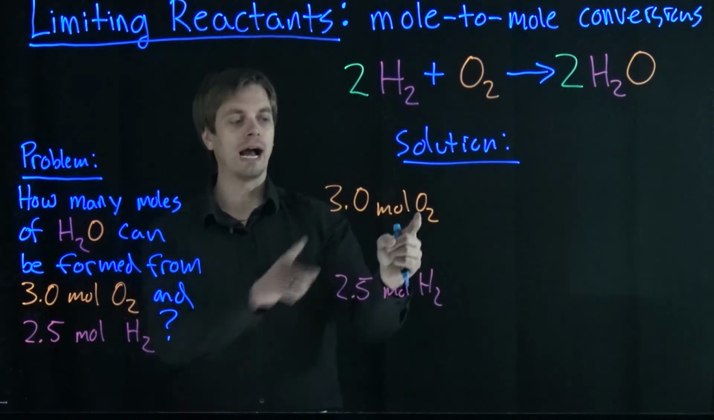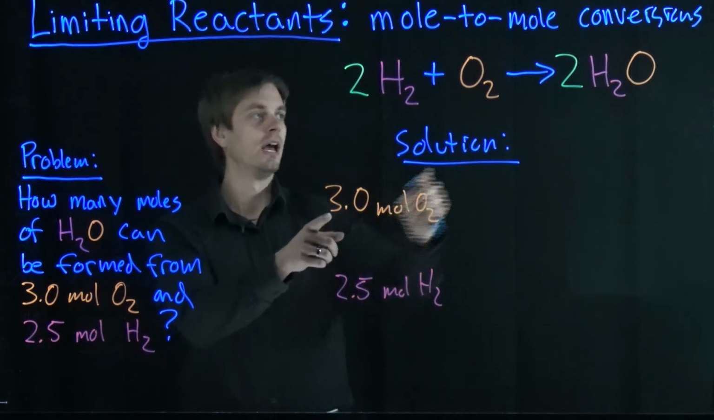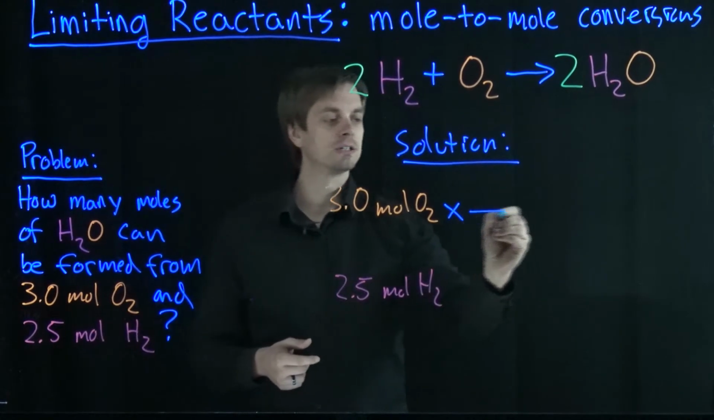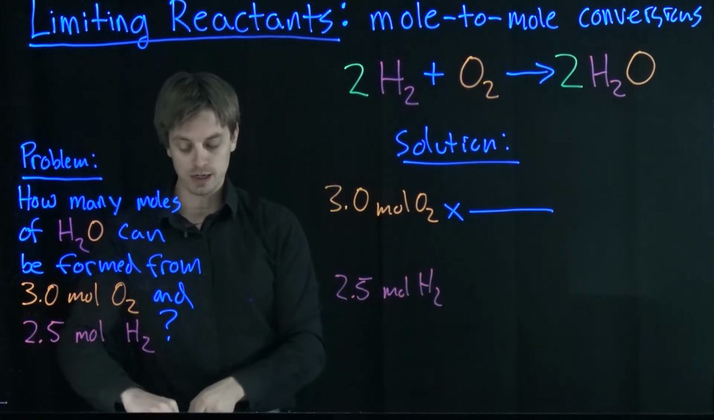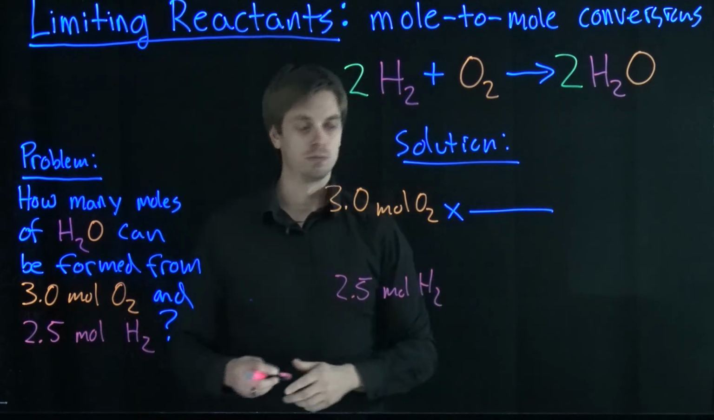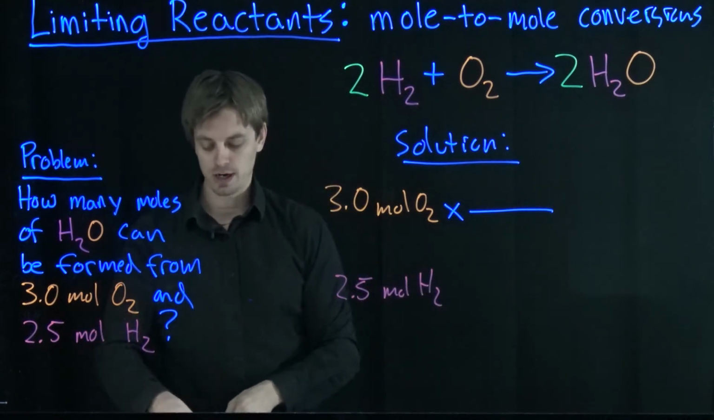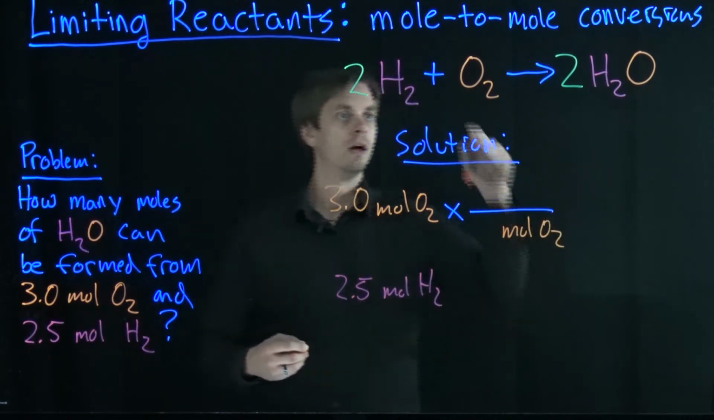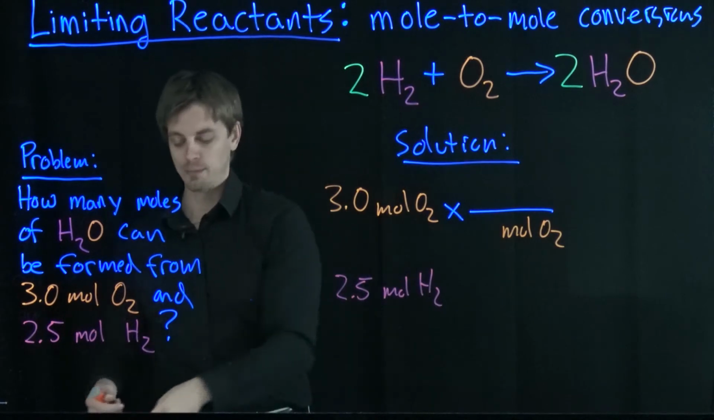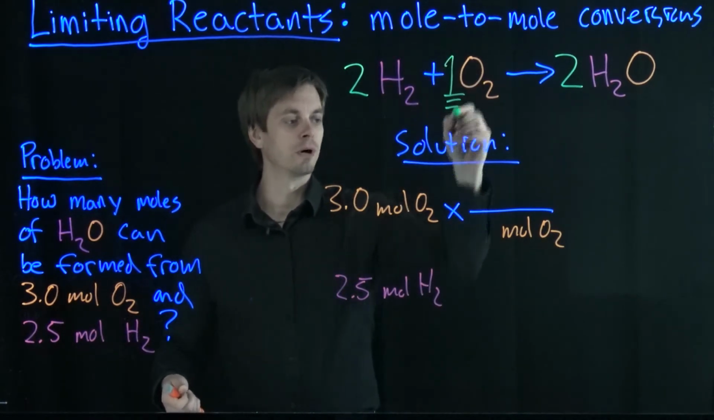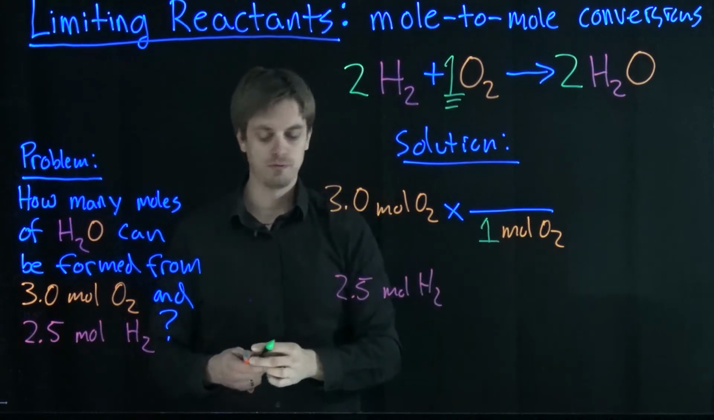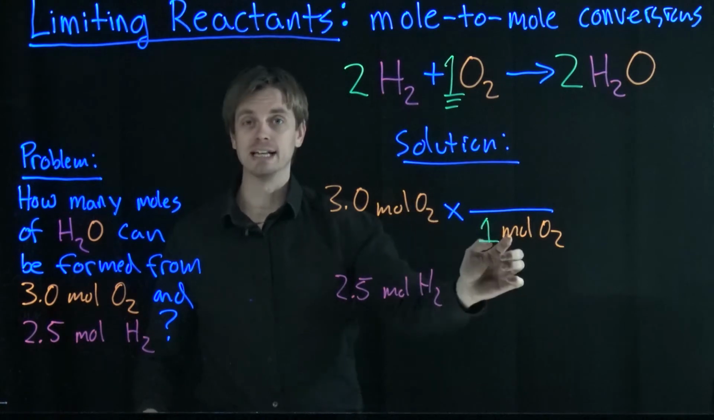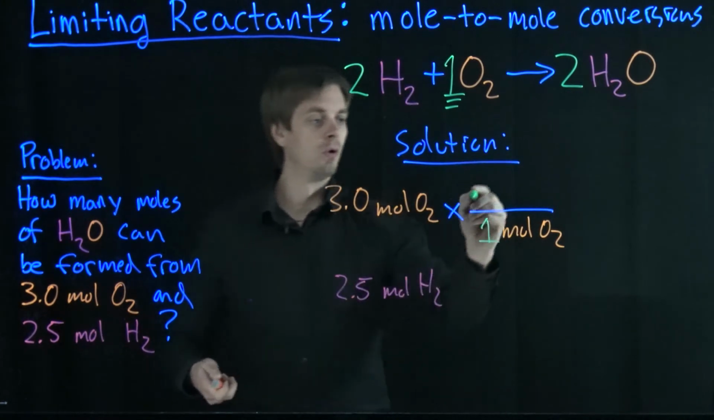So if we want to convert 3 moles of oxygen to how much water we can make, we have to carry out a mole-to-mole conversion that takes us from moles of oxygen to moles of our product, water. So with our oxygen, we've got a stoichiometric coefficient of 1. I'm going to go ahead and draw that in just for illustration purposes here. Right? So we're going to use that stoichiometric coefficient of 1, putting moles of oxygen in the denominator because we want moles of oxygen to cancel out, and we want to end up in moles of H2O.